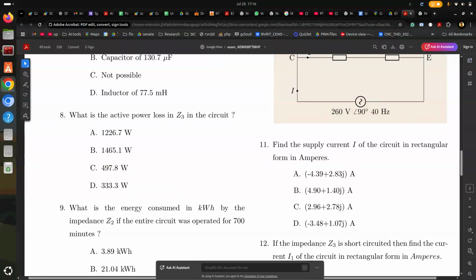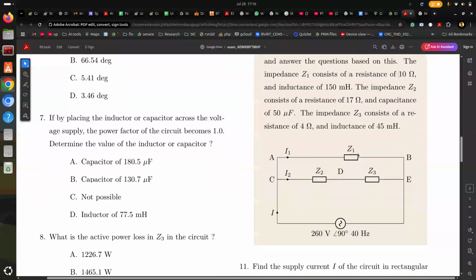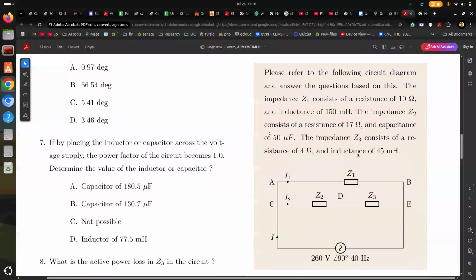So as we were discussing, this is the question on the screen. There is a circuit which you are supposed to solve. Again, I request you need not write anything. Just focus on what I am doing.